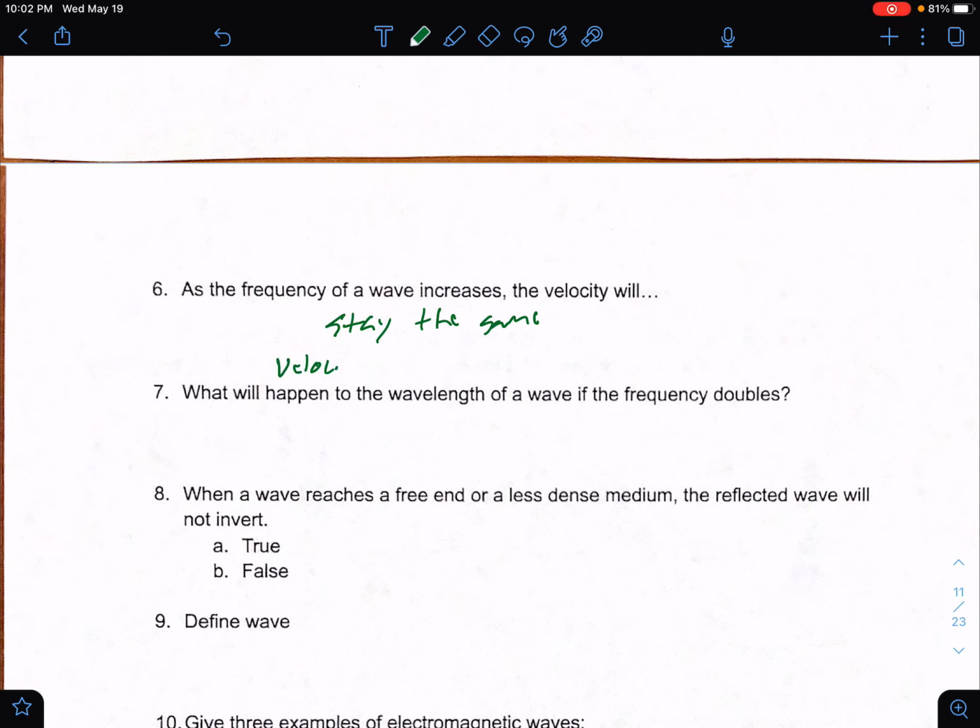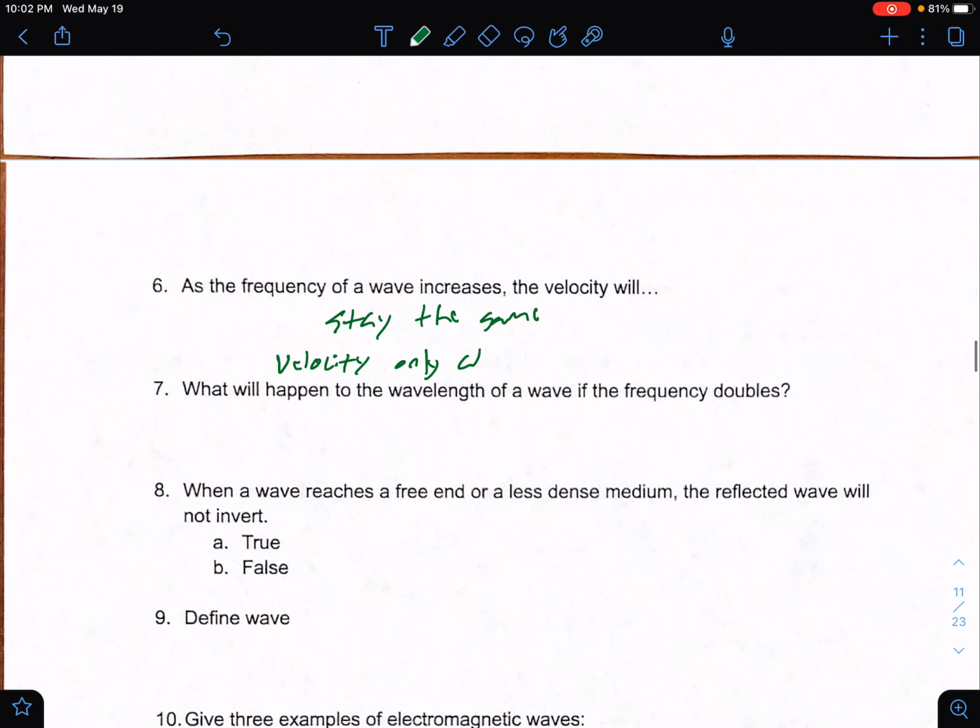Velocity only changes with a change in medium. Okay, so kind of bear with my handwriting there. I'm writing in a weird position right now. So velocity only changes with a change in medium. So meaning that you went from like air to water or a thick rope to a thin rope.